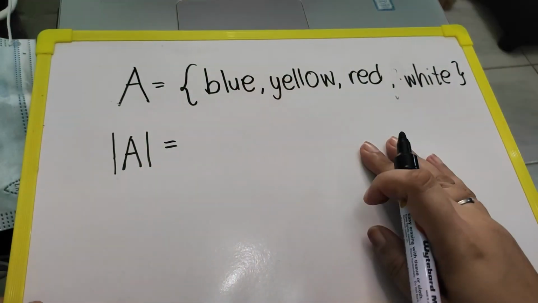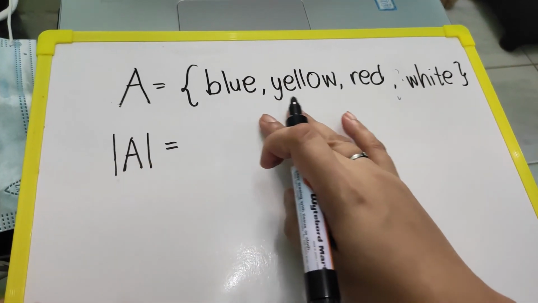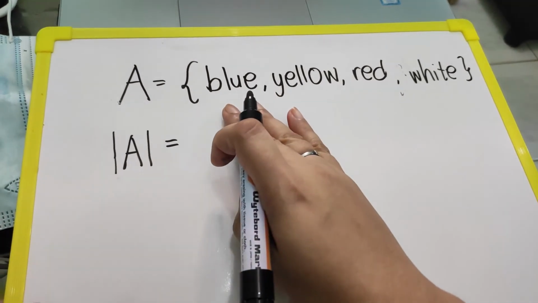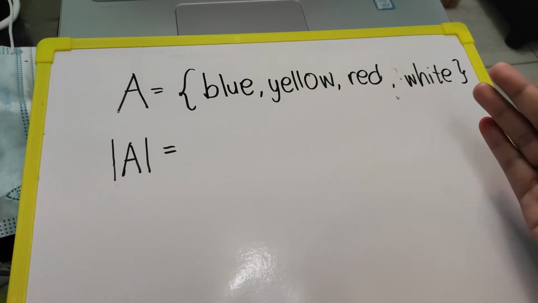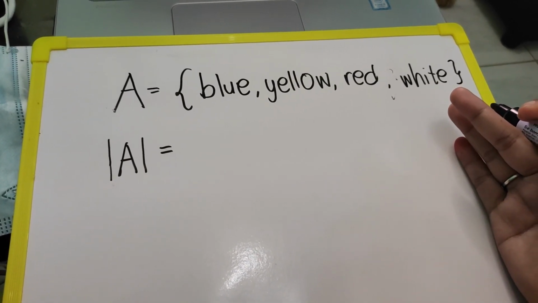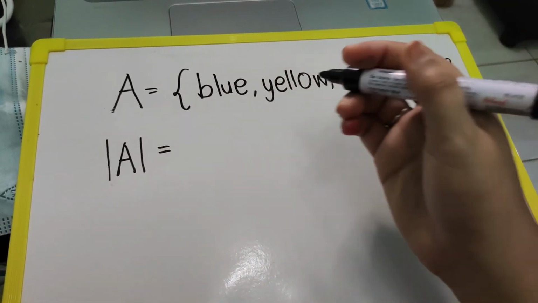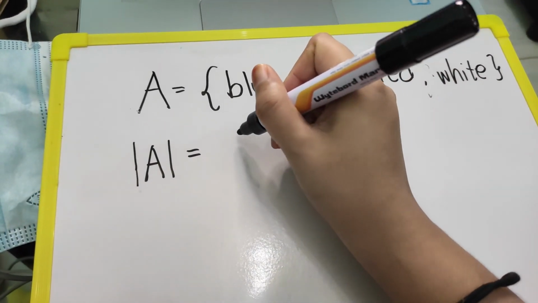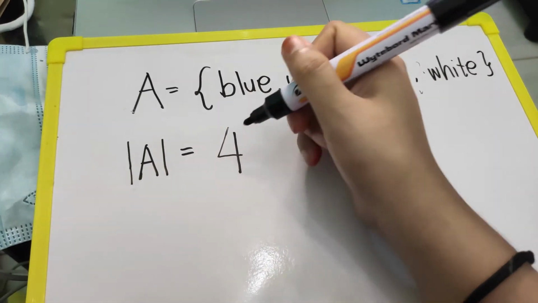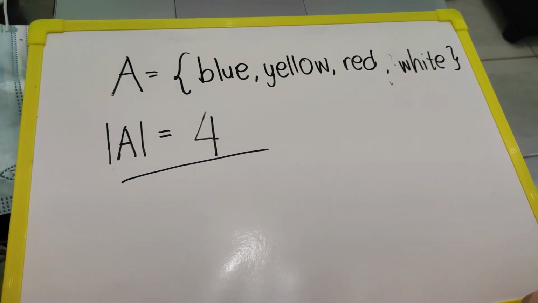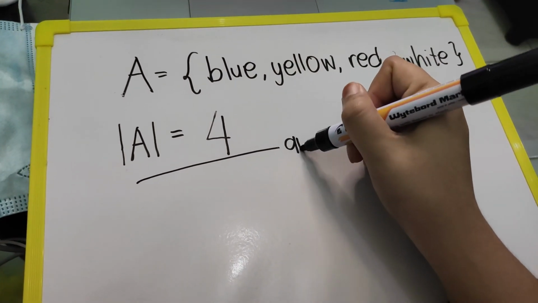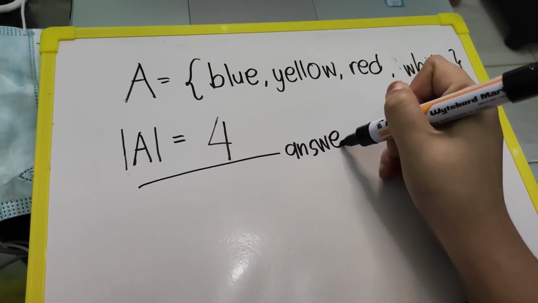Let's say, for example, we have here a set which contains all the colors of the flag. We have the blue, the yellow, red, and white. So when we talk about the cardinality of a set, we are just going to count how many elements we can find in the given set. So therefore, based on the given example, we have 4 elements. So, the cardinality of the given set is 4.